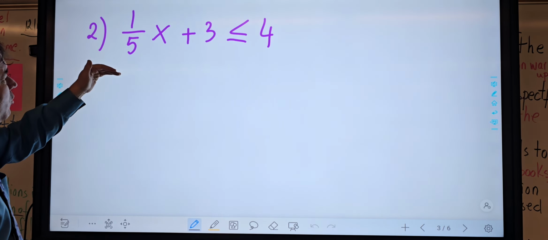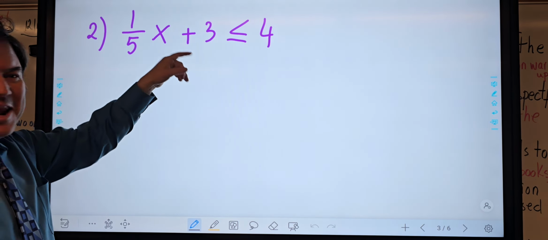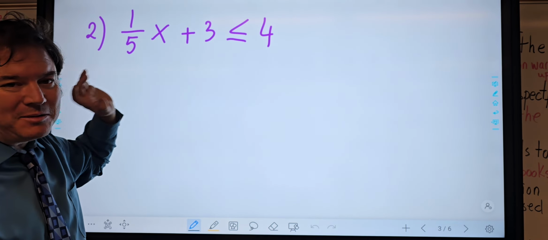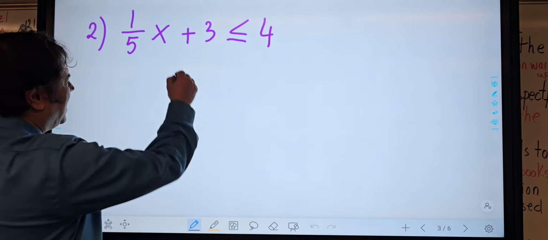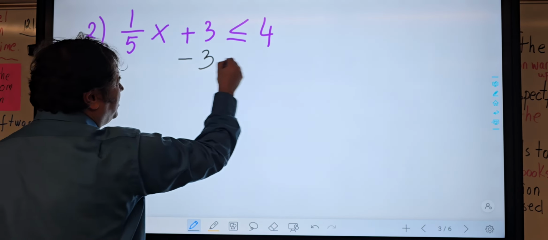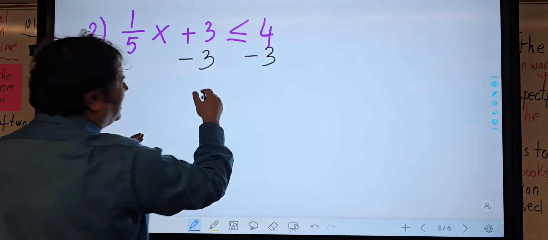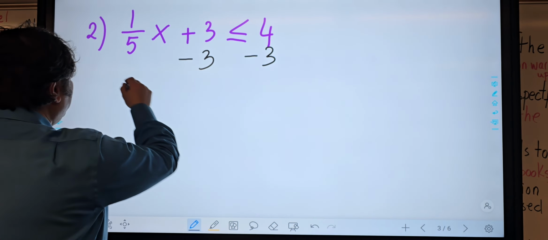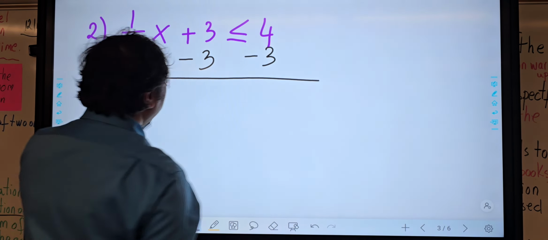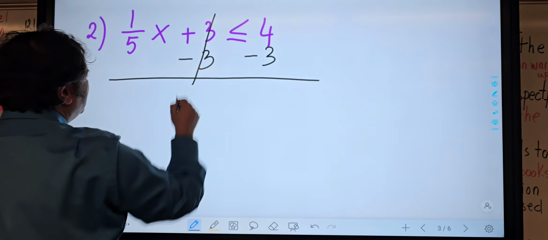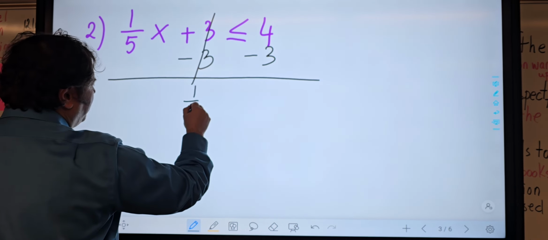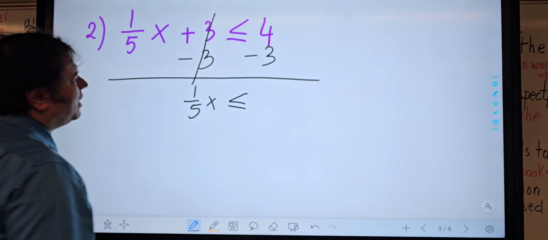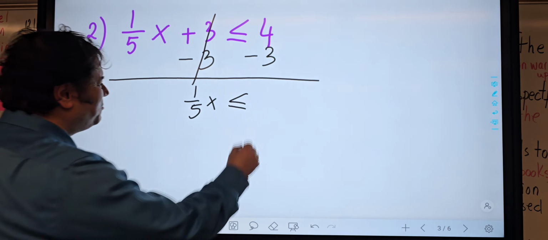Let's look at another example here. In this example, we have 1 over 5x plus 3 less than or equal to 4. Again, our first step would be to subtract 3 on both sides, just like solving equations. Whatever we do to one side, we do to the other side, again by the subtraction property of equality. 3 minus 3 cancel out. So now we have 1 over 5x less than or equal to 4 minus 3, which is 1.